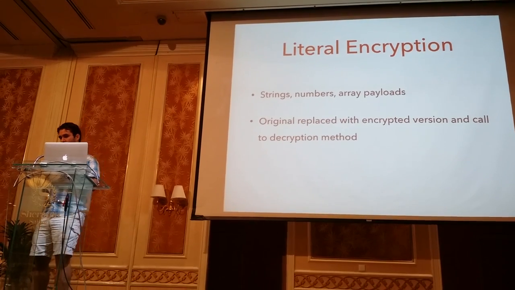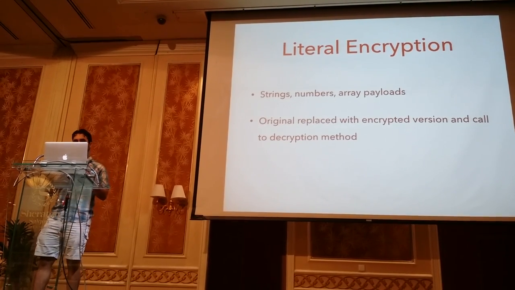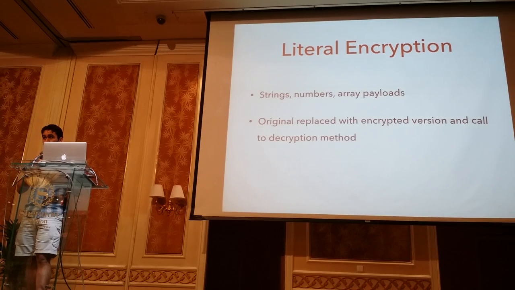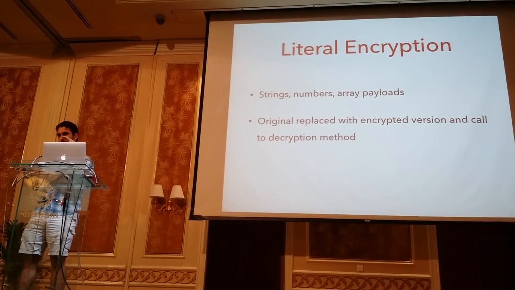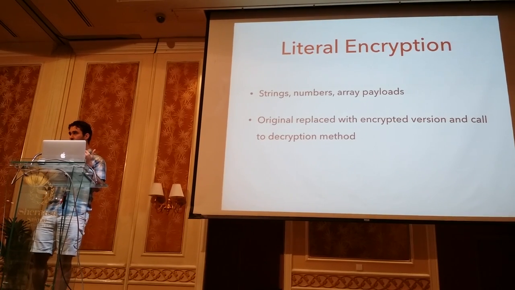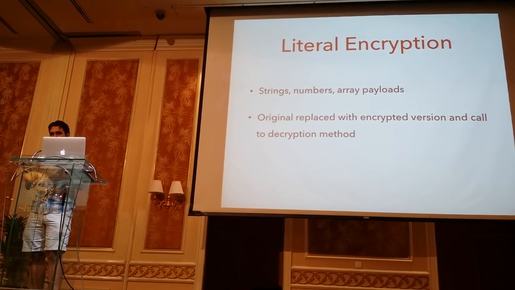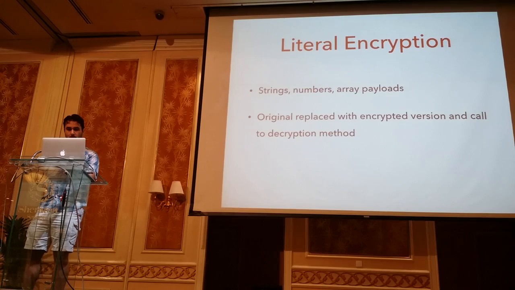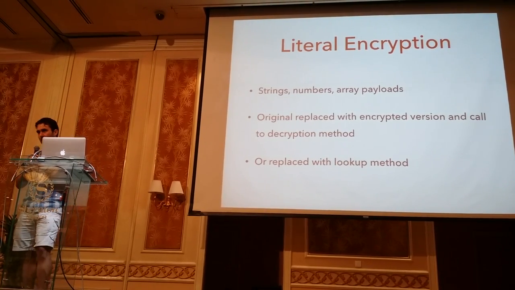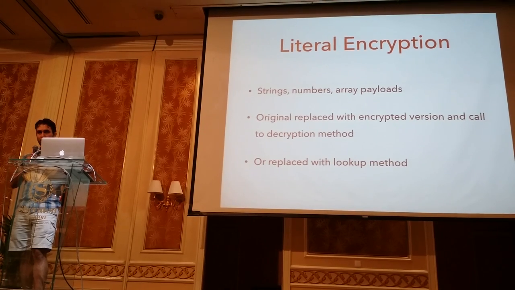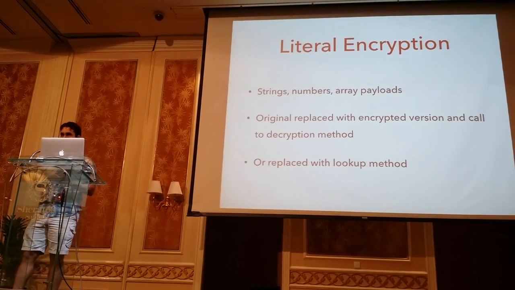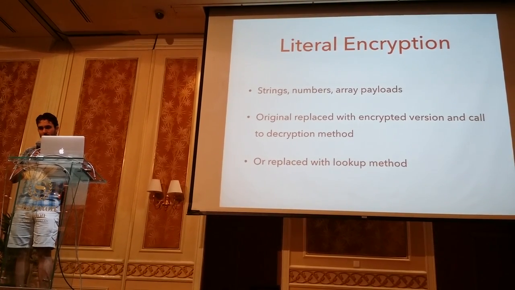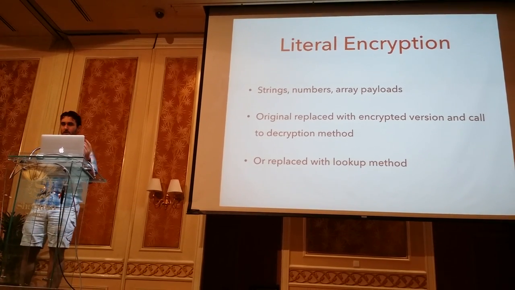The way it works is the original string, which might say hello world, is encrypted with some sort of two-way encryption. Then that literal is replaced with an encrypted version, and a call to a method which will decrypt the encrypted version and return the decrypted version. Or it could be replaced with a lookup method. Maybe all of the strings are collected, encrypted, and put into a hash map, or some other type of map where an index maps to the decrypted version. So instead of a string there, you would have an integer and then a method to look up the string.